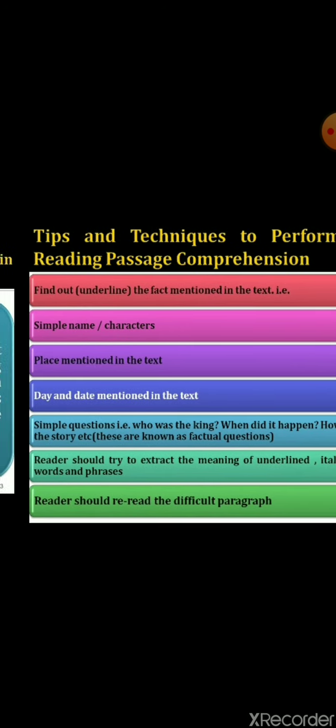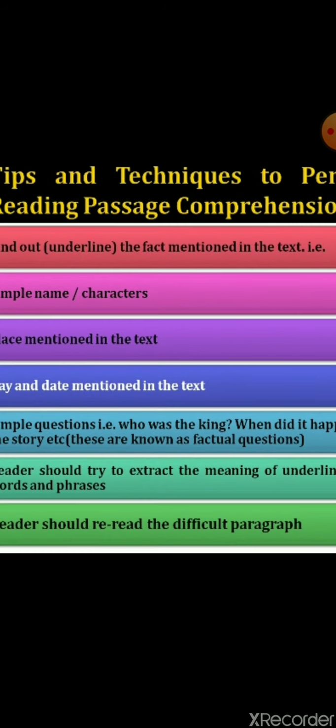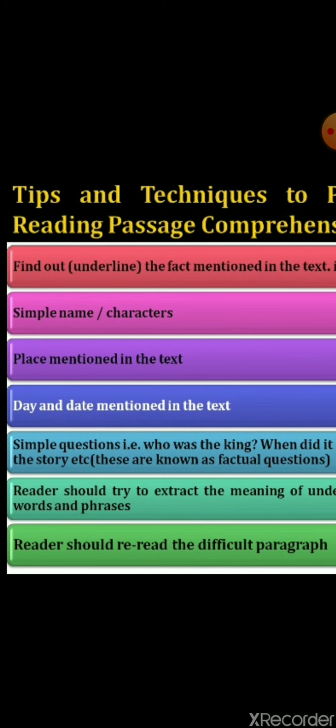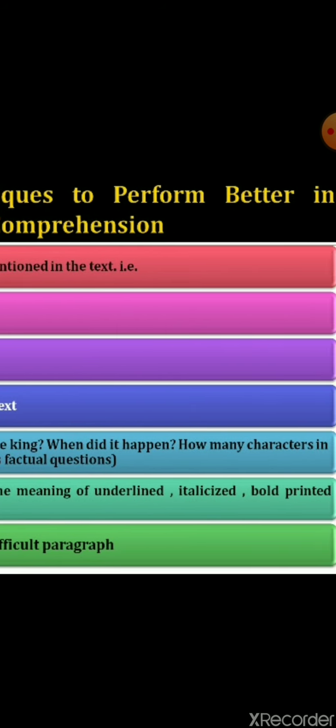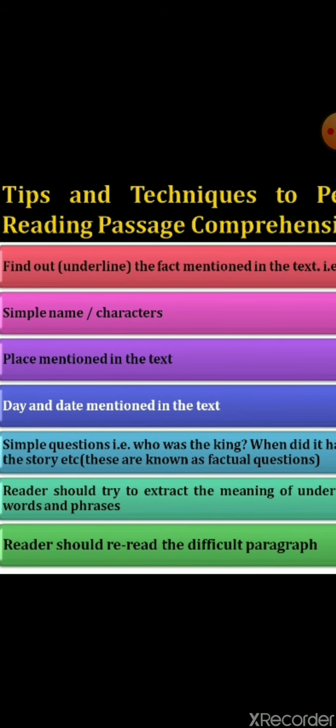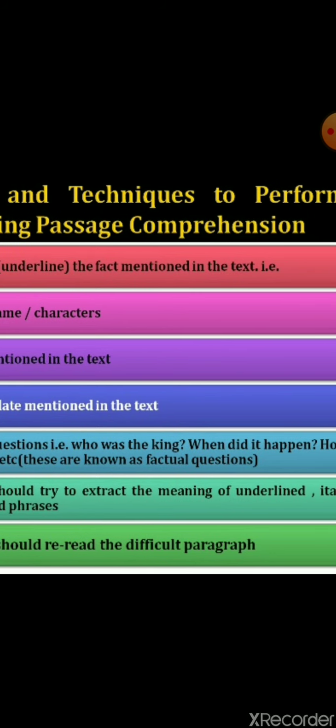Continuing with that, just look at the screen. Find out or underline the facts mentioned in the text. For example, what will you underline? Simple: the names, the characters, the places mentioned in the text, the day and date mentioned in the text. Simple questions like who was the king? When did it happen? How many characters are in the story? These are known as factual questions, meaning you need to give fact-based answers only. You can't give their stories here. The reader should also try to extract the meaning of underlined words and phrases.